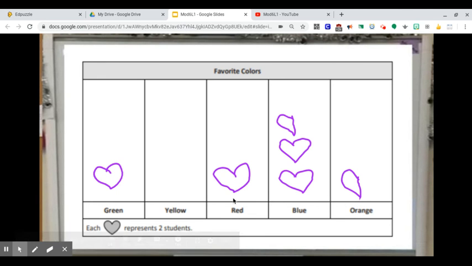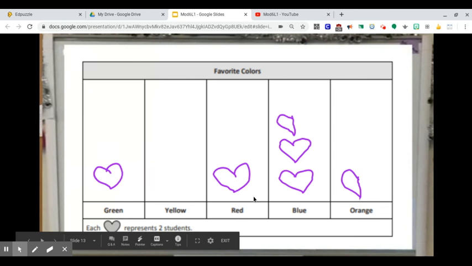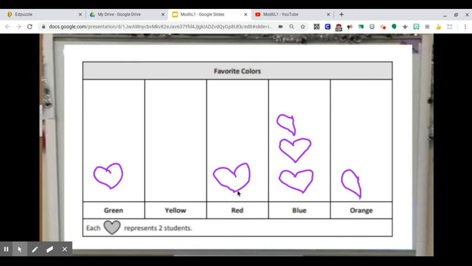Now look at our red. We had 2 hearts before. Now we only have 1 heart, which still represents 2 votes, just in a different way.